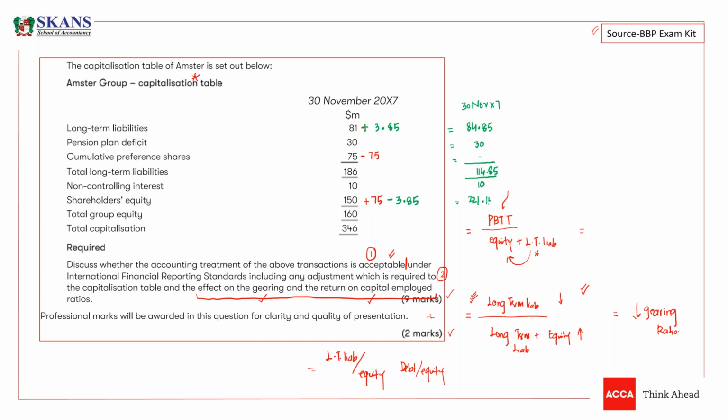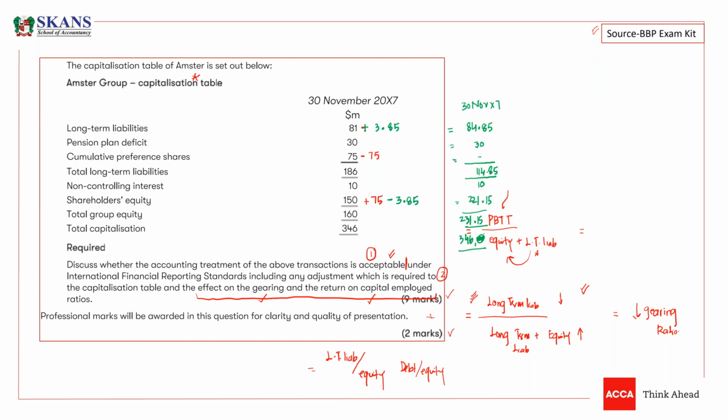221.15. So total equity is 231.15, and total capital is again 346. This is again 346. There's no difference between total capital. So this is the amount, guys, 346. So this is the revised capitalization table.